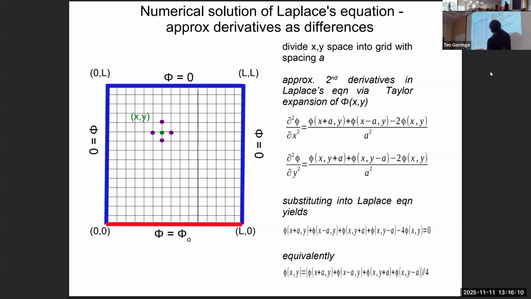And so these two lines here are where I've rewritten the second-order differential with respect to x of the potential, and the second-order differential with respect to y of the potential, as a difference equation. This is just based on Taylor expansion.